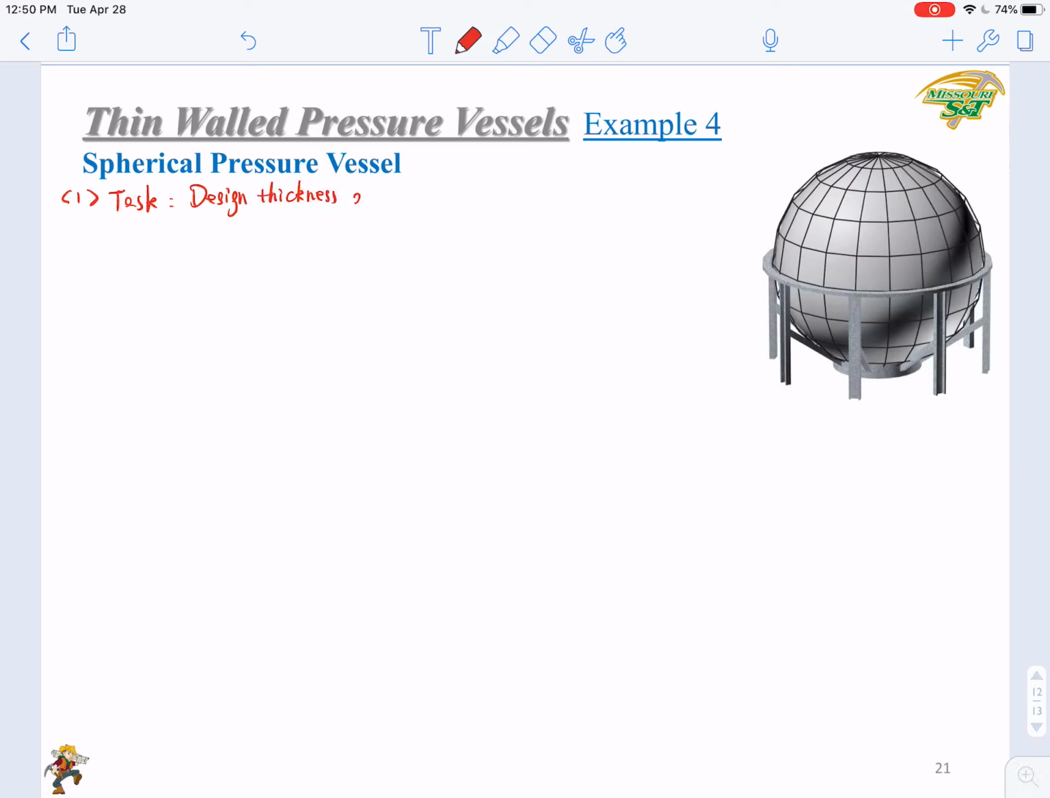Design the thickness against normal stress, right? Not shear. The shear is not given at all, right? So we have to examine the normal stress, it's sigma A, right? So our sigma A, the equation we have known, right? Sigma A equals PD over 4T. You have to make sure that it's not higher than the allowable normal stress.